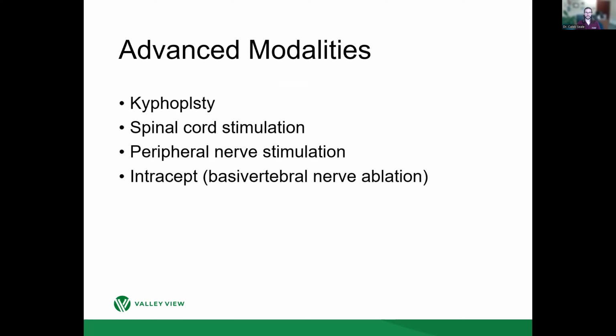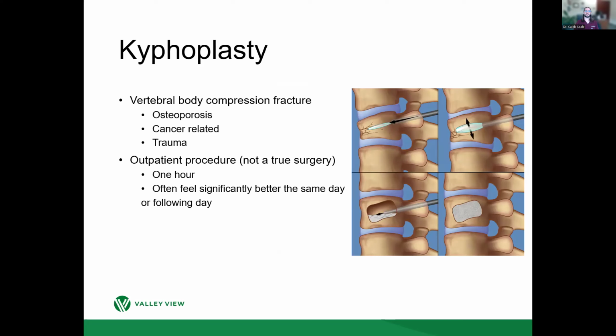Some advanced modalities that we have for back pain include these four, which is kyphoplasty, spinal cord stimulation, peripheral nerve stimulation, and Intracept. So to start with kyphoplasty, a kyphoplasty is used for those vertebral body compression fractures that we talked about earlier. The compression fractures can come from osteoporosis, maybe you have cancer or trauma. I fell off a ladder, had a lot of pain in the middle of my back.